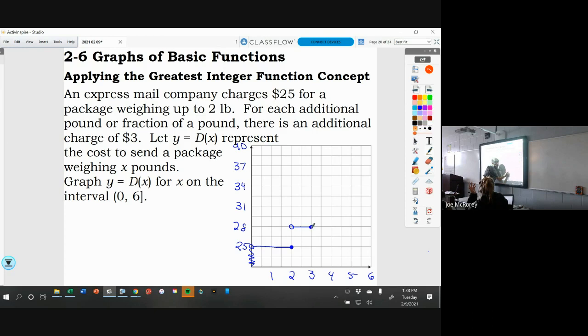Okay, notice these steps are different sizes, aren't they? 0 to 2 pounds, that's 2 pounds worth. 2 to 3 is only 1 pound. So this run is wider than that run. And as soon as I get past 3 pounds, it costs how much? $31. Okay. And can you see this pattern just going to continue?